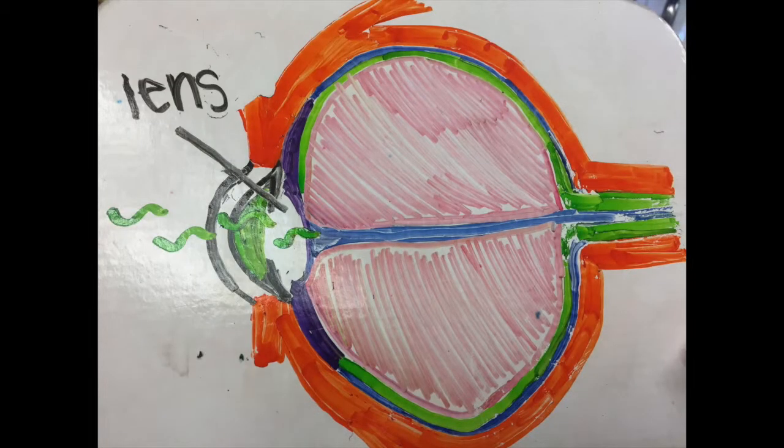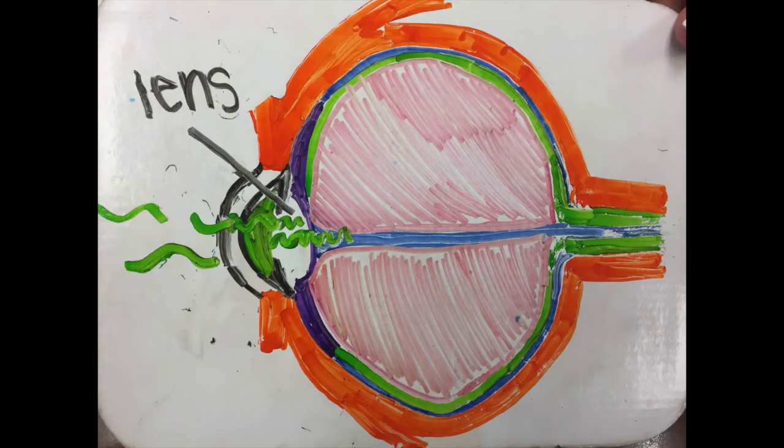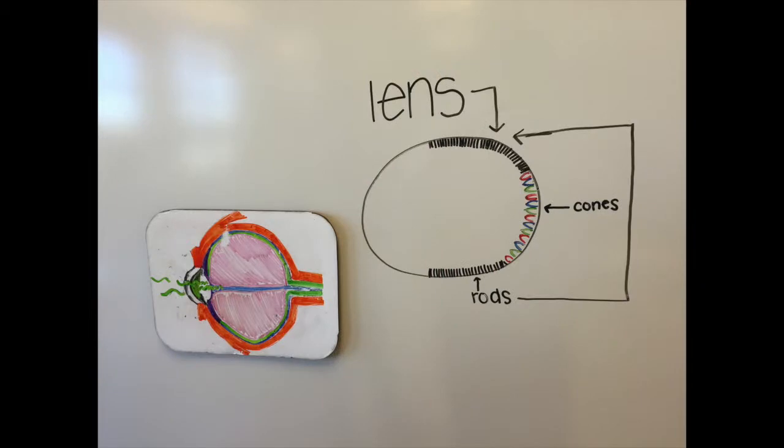Next, rays pass through the lens. The lens is behind the pupil and focuses incoming light rays into an image. So once the rays pass through the lens, it changes shape to further bend the rays and focus them on the retina, which is at the back of the eye. The bending of the lens is called accommodation.